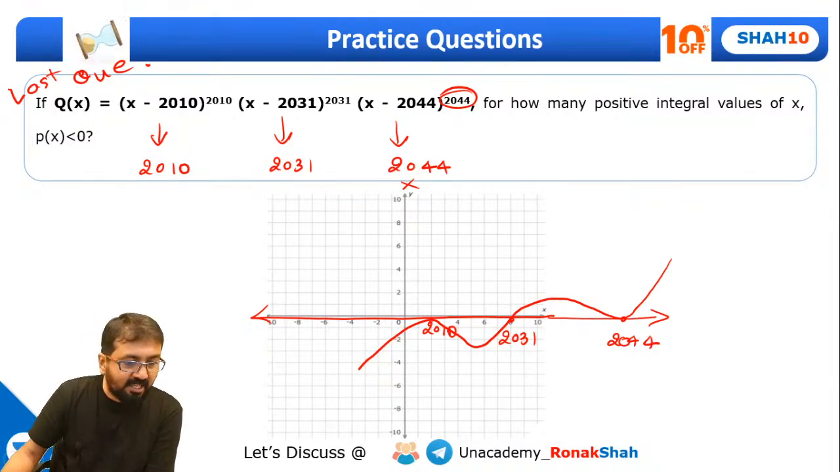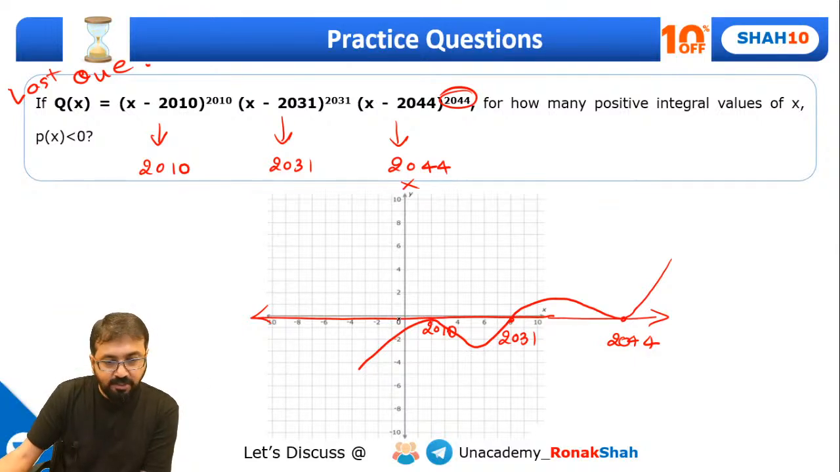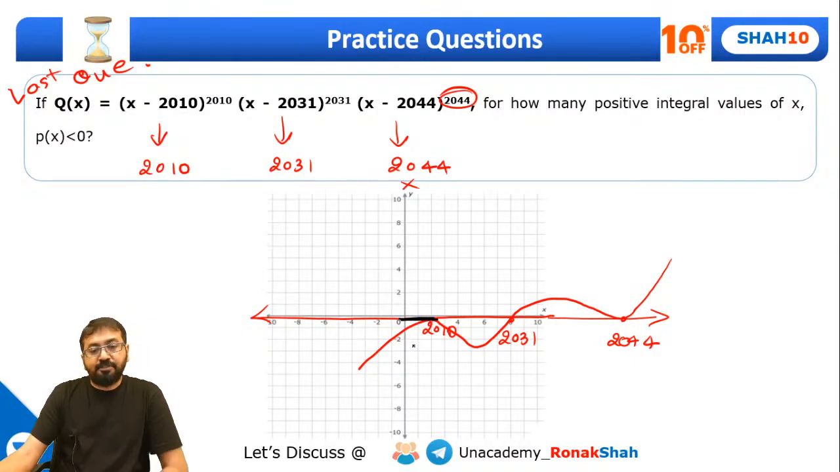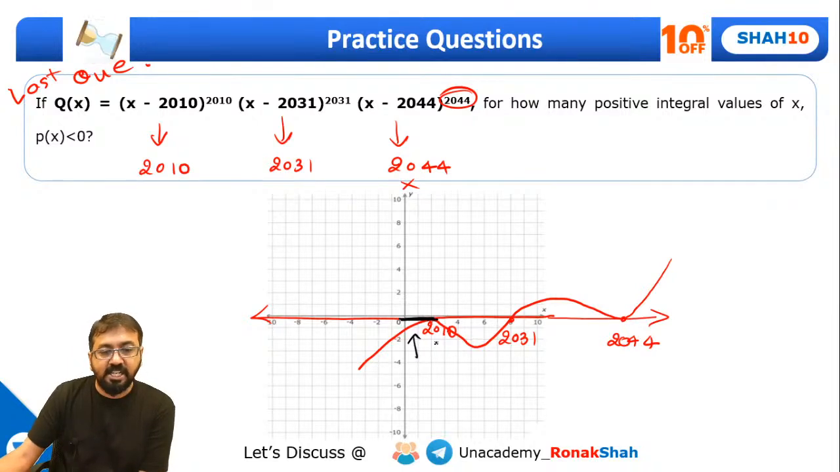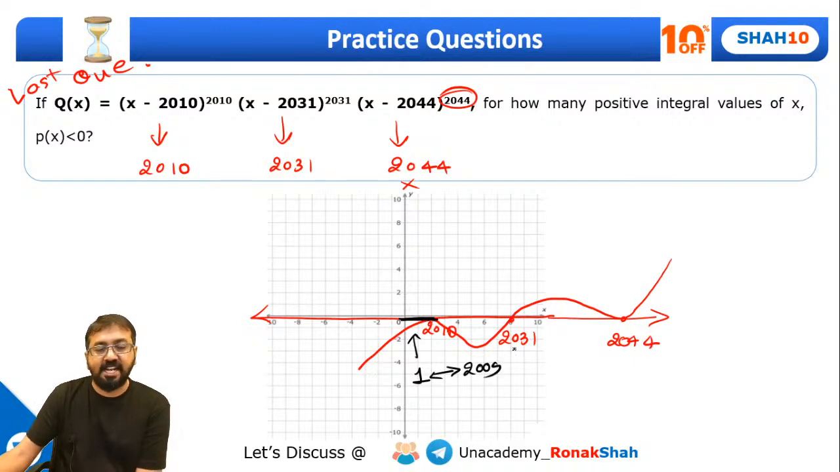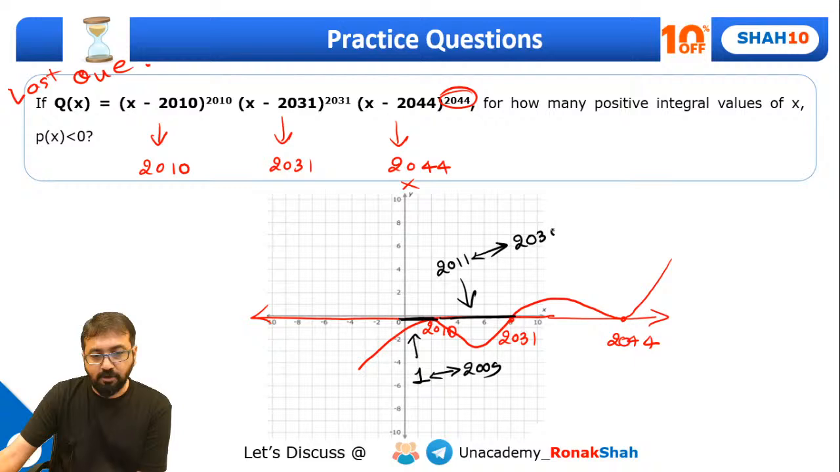Now can I say for which values the graph is negative? So what are those values? So 0, we can't take 0 and we can't take 2010. So can I say from 1 to 2009 your p of x is negative? Same way between these values p of x is negative, so from 2011 to 2030 p of x is negative.